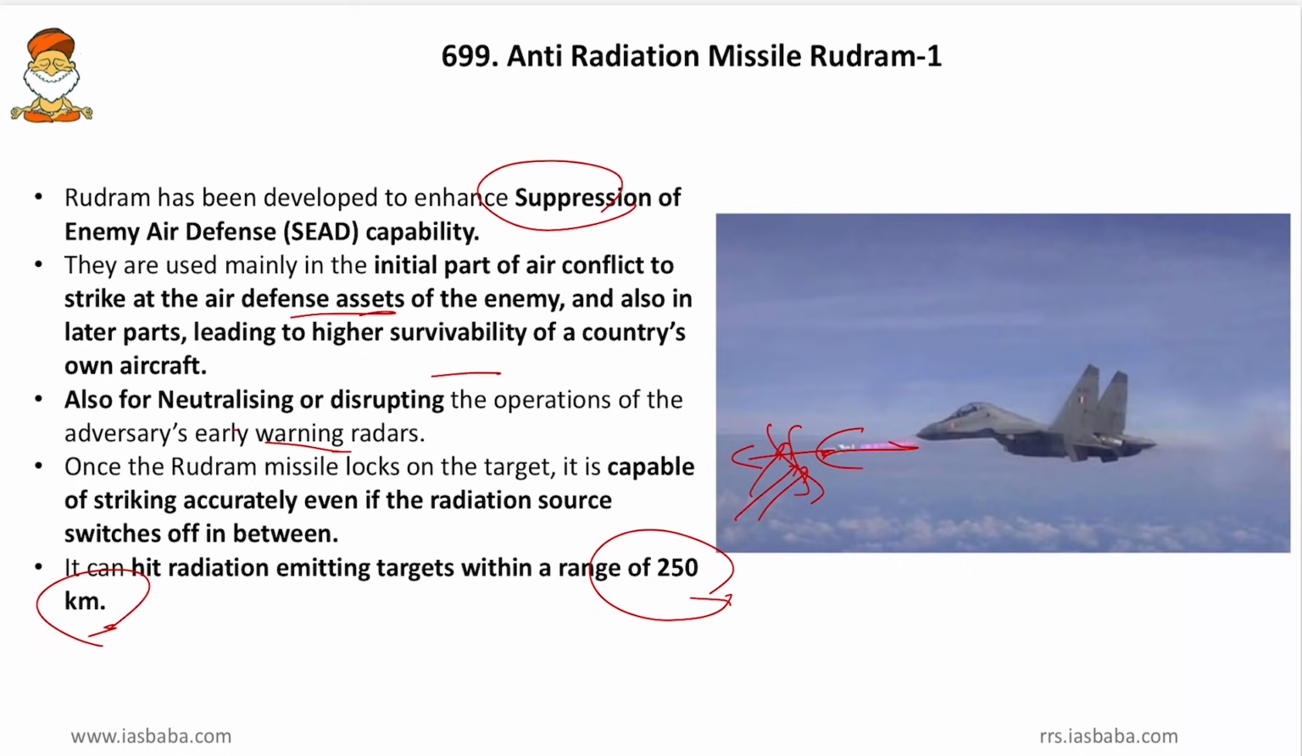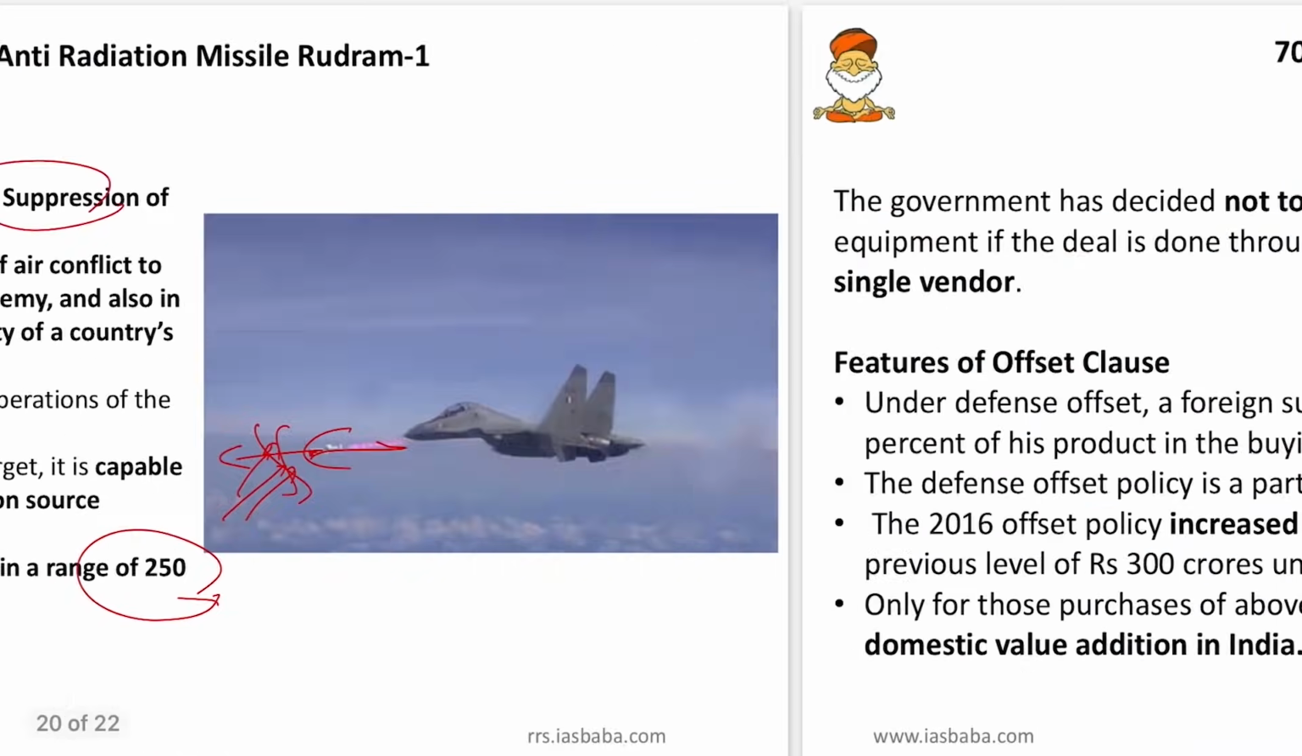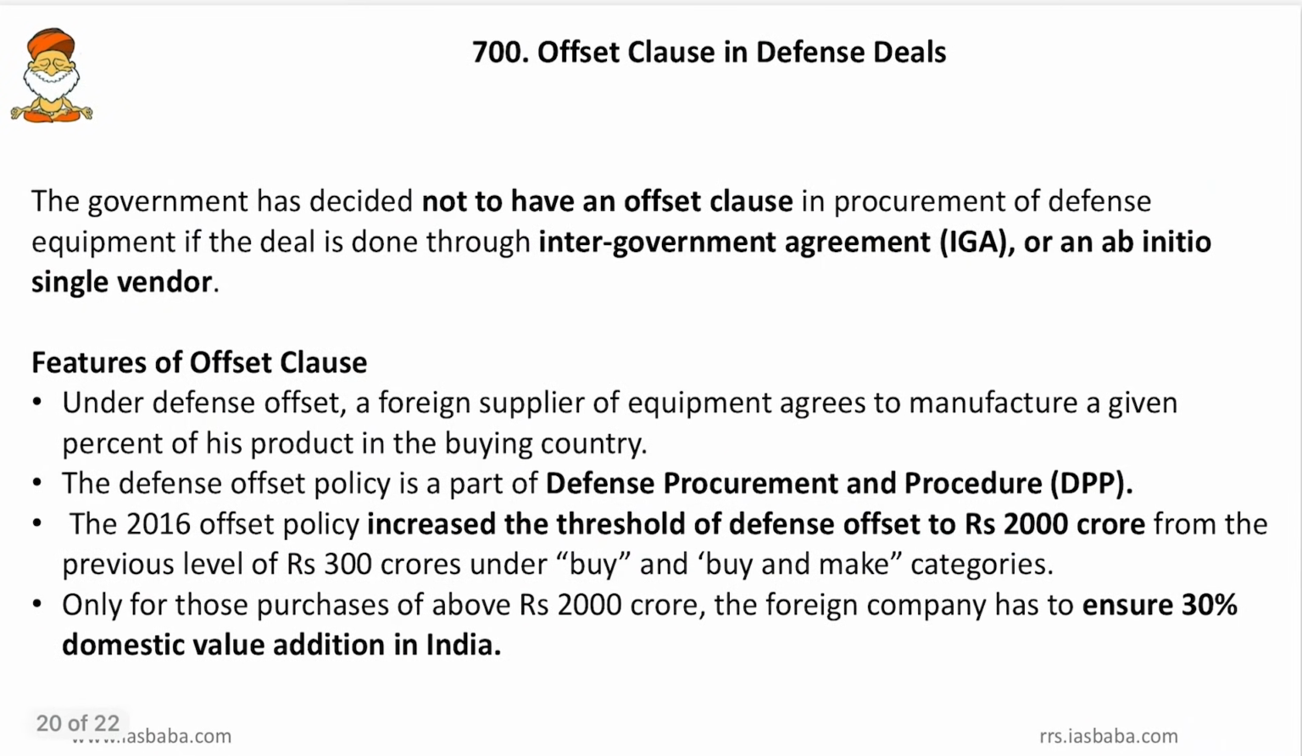So this is all about the anti-radiation missile Rudram 1. Then come to the next one, offset clause in the defense deal. Friends, the government has decided not to have an offset clause in procurement of defense equipment if the deal is done through an intergovernmental agreement or an ab initio single vendor.